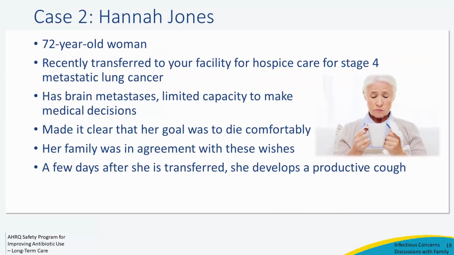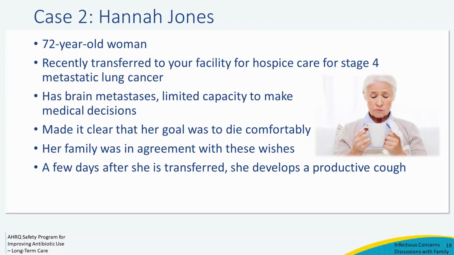Let's walk through one more case. Hannah Jones is a 72-year-old woman who was recently transferred to your facility for hospice care for a stage 4 metastatic lung cancer. She has brain metastases and has a limited capacity to make medical decisions. Over the last several months of her illness, she made it clear to her family and healthcare team that her goal was to die comfortably, and her family was in agreement with these wishes.